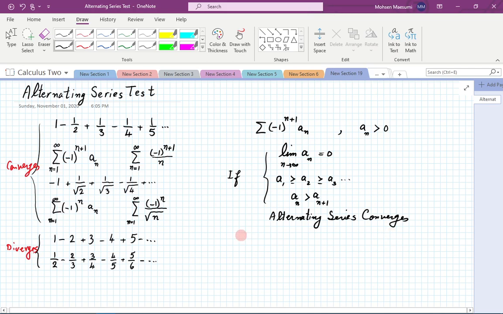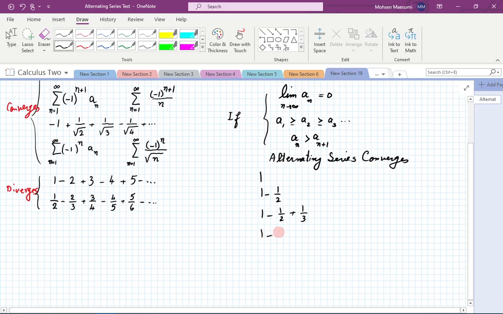Let's go ahead and understand what's going on. So the very first partial sum is just 1. The next is 1 minus 1 half. The next is 1 minus 1 half plus 1 third, and so on. 1 minus 1 half plus 1 third minus 1 fourth.